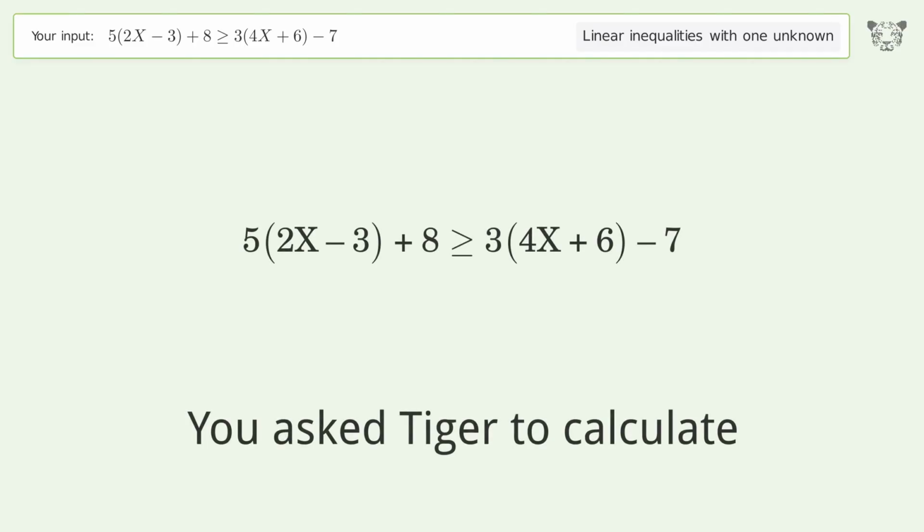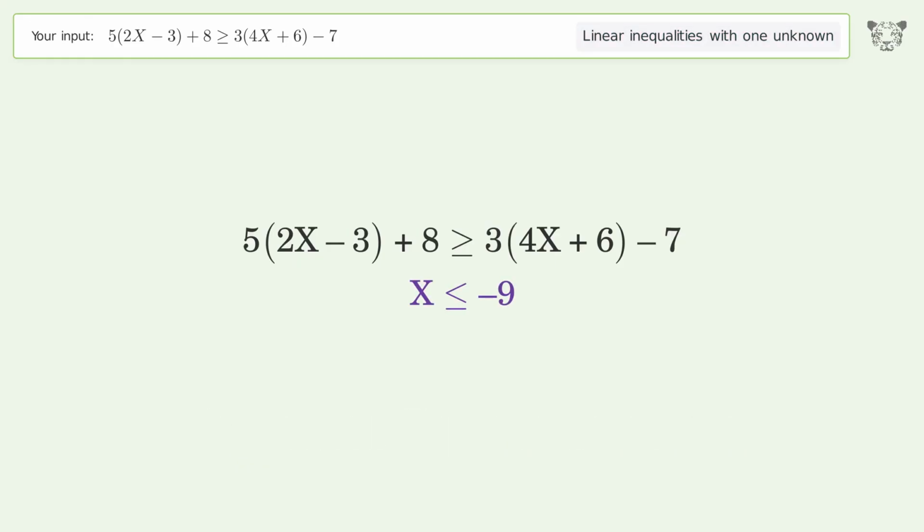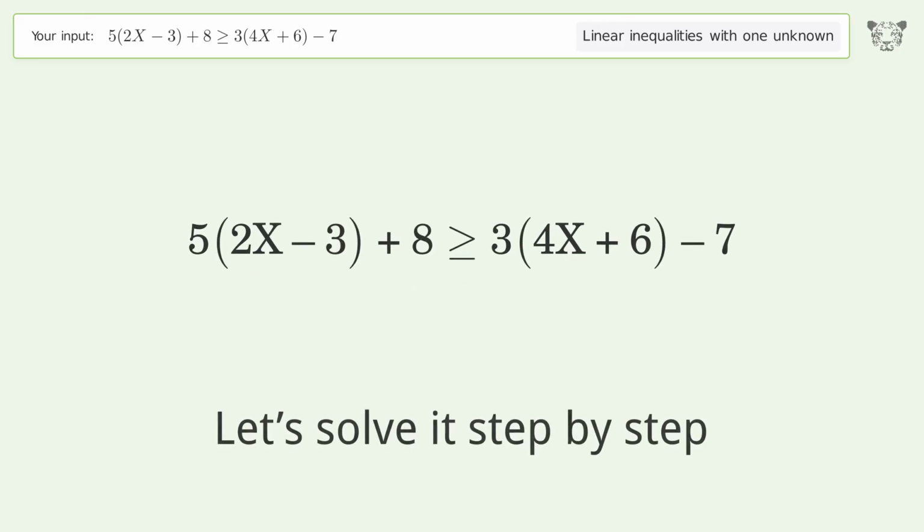You ask Tiger to calculate. This deals with linear inequalities with one unknown. The final result is x equal or smaller than -9. Let's solve it step by step.